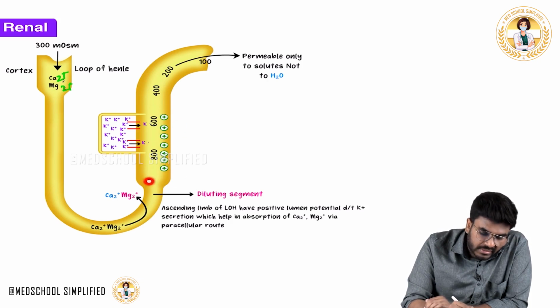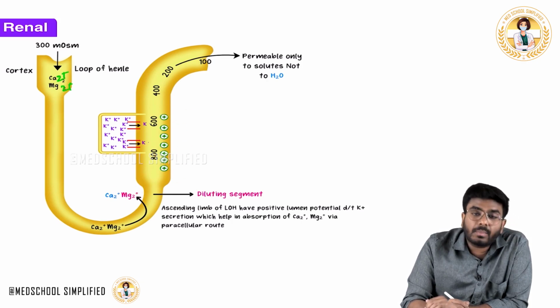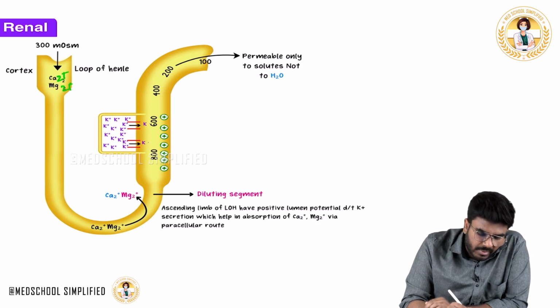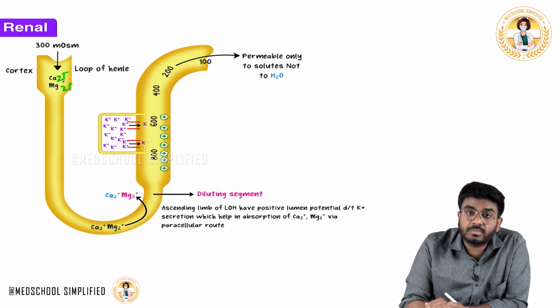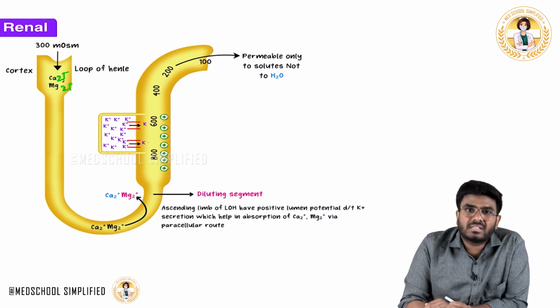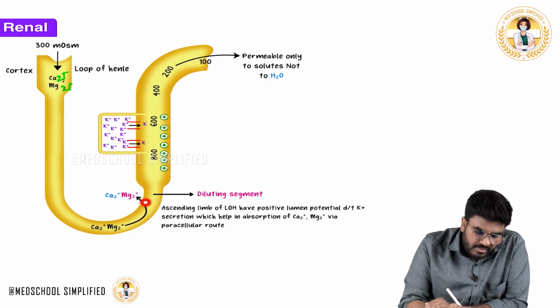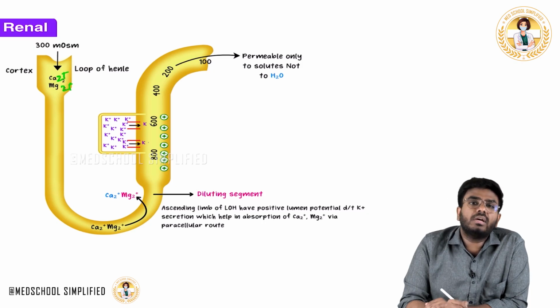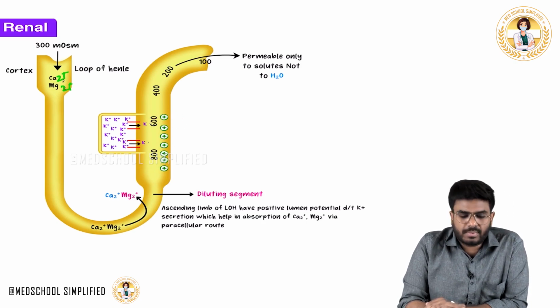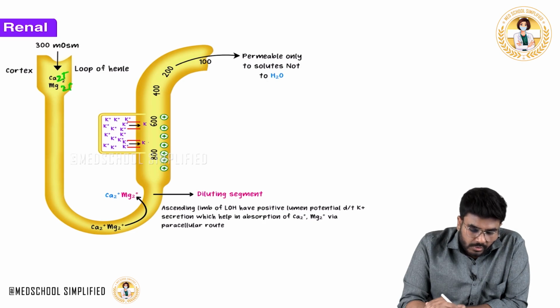Now the positivity in this lumen will repel the positivity on the calcium and magnesium. So do you think these calcium and magnesium ions will start to go into the ascending limb of loop of Henle? Is it possible? No. Now the calcium and magnesium will be reabsorbed via the paracellular route. In between the cells, there are gaps present. Via the gaps, the calcium and magnesium are going to be forced to go into the interstitium. Why? Because the calcium and magnesium cannot go into the ascending limb of loop of Henle, since it has a positive charge. So this ascending limb of loop of Henle is called, yes, the diluting segment.